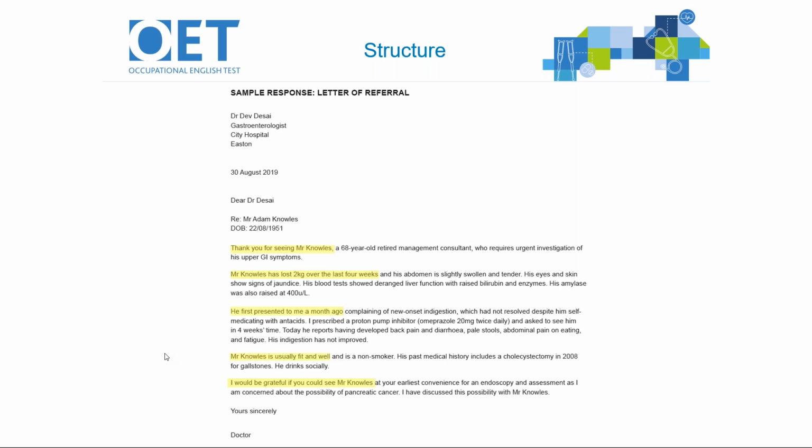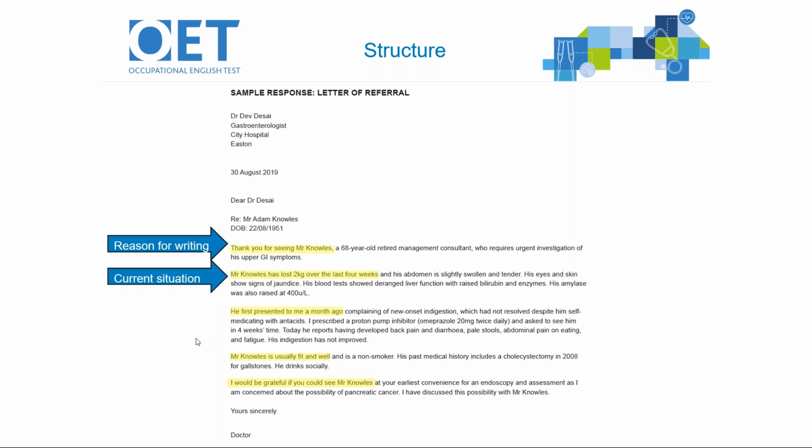We can see that in the main, this letter is using a chronological approach. So the phrases that we've got here are, thank you for seeing Mr. Knowles. Then in the second paragraph, Mr. Knowles has lost 2 kilograms over the last 4 weeks. Then he first presented to me a month ago. Mr. Knowles is usually fit and well, and finally, I would be grateful if you could see Mr. Knowles. So in this letter, we can see that the first paragraph, of course, includes the reason for writing, which is most important to the reader.